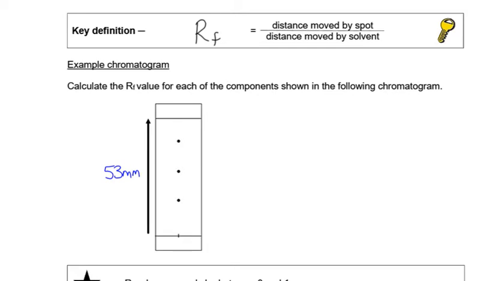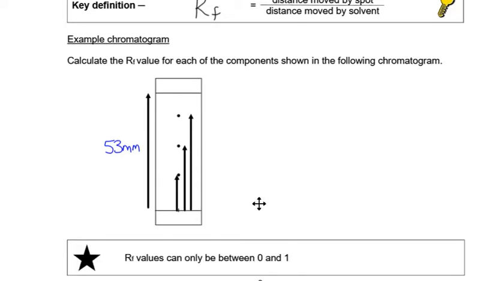Then we're going to measure the distance for each one of these spots. We're going to start at the centre of where we spotted them, and we're going to go to the middle of the spot. If you put the ruler line on the middle of those, make sure that your line starts at the pencil line. Measure each one of those. I'm going to call my spots A, B, and C. Now, when I measured A, I got the distance to the spot as 43 millimeters.